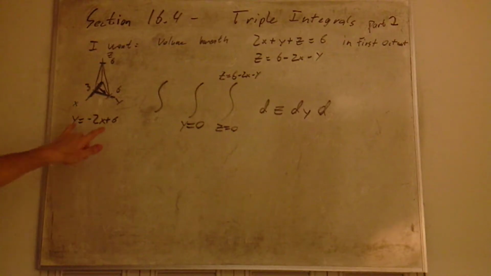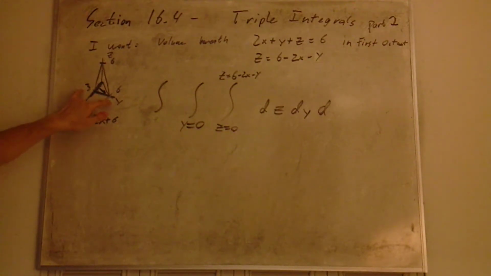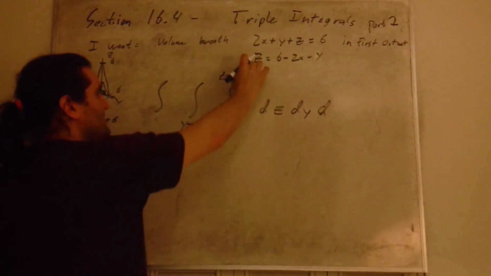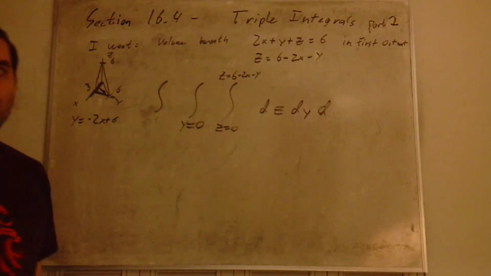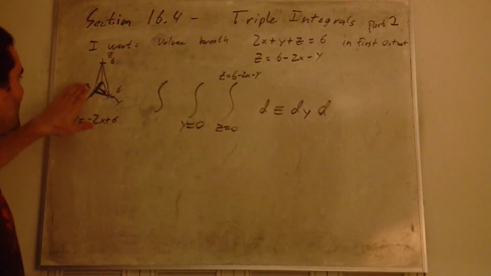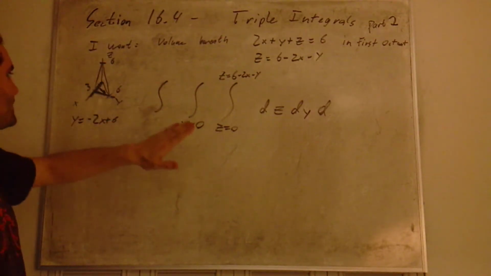The other way to get this line, if you don't like reasoning about what these points are, is this line is what our function looks like when z is 0. This line is on the xy plane.